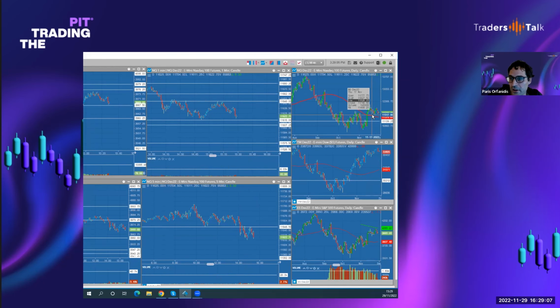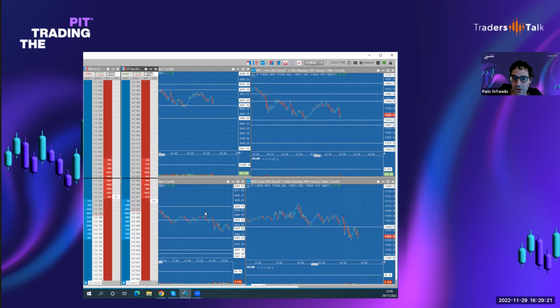So we look at the daily Nasdaq. The previous low is 28. If it goes to 28, it's going to. The level for S&P is again.